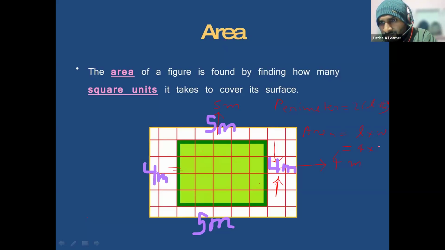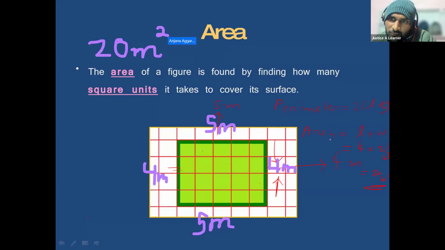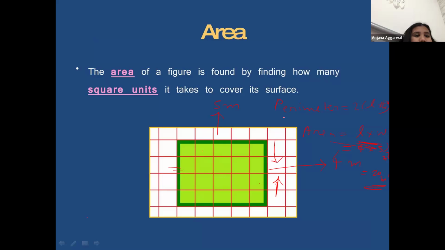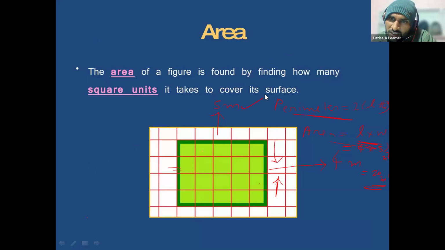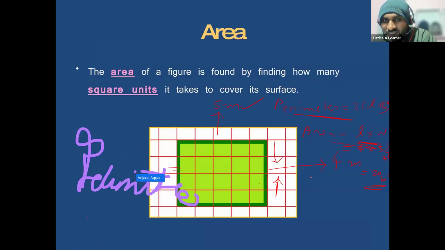4 into 5 is 20 meter square. Yeah, square meter. Now, did you understand? Because the formula is W into L. What you told me was perimeter. That was true in the case of perimeter, but in the case of area, 20 meter square is the correct answer.